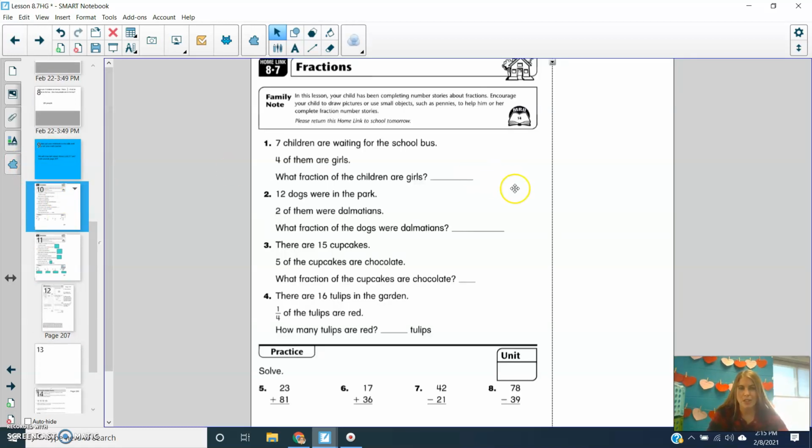HomeLink 8.7 looks like this, and there's a few stories for us to solve. If we take a look at number 1, we have 7 children that are waiting for the school bus. 4 of them are girls. What fraction of the children are girls? Could you solve number 1? Press pause and then play when you're ready to check just number 1.